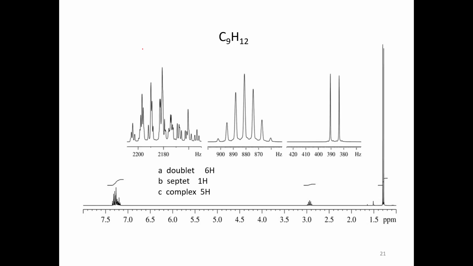If I expand it, this is 1, 2, 3, 4, 5, 6, 7. A perfect octet coupled with a doublet can only be an isopropyl group. So if you place 1 and 6, it makes 7. You need to have 5 extra protons to place. They're all aromatic. It must be a mono-substituted benzene ring.